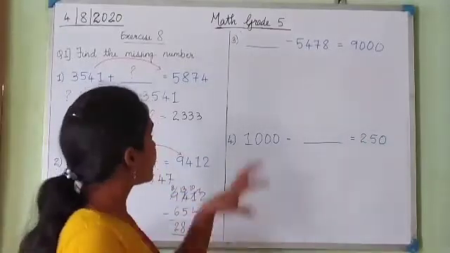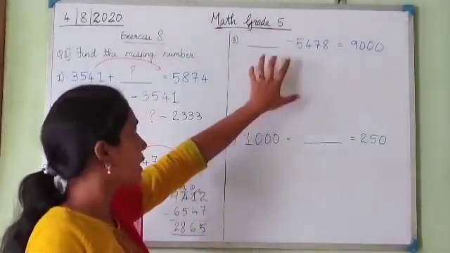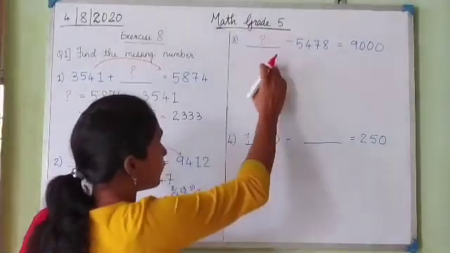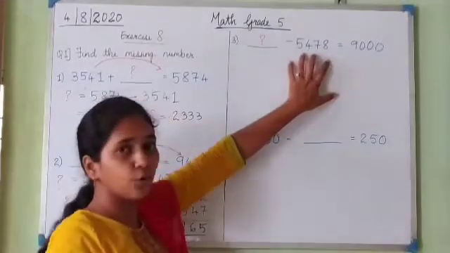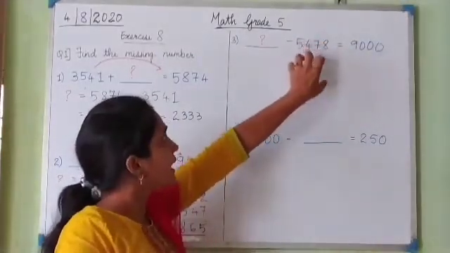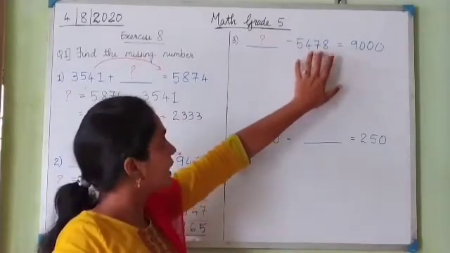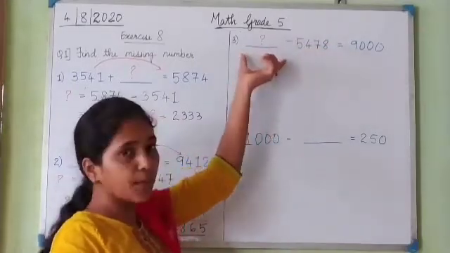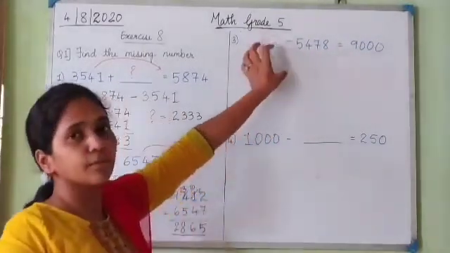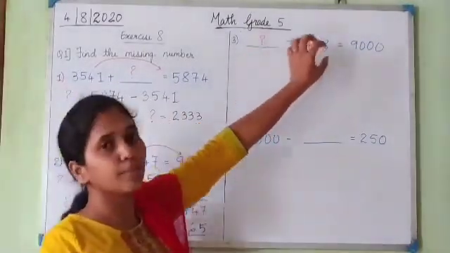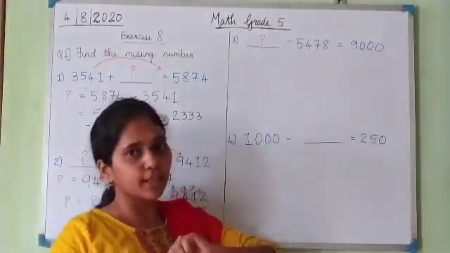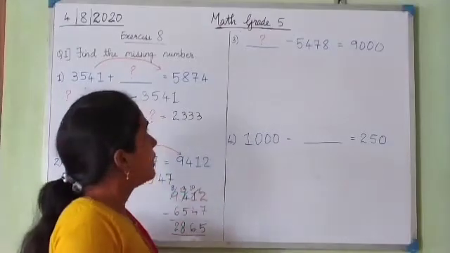Okay, so the third sum, we go to the third sum. We have to find the missing number from which if I subtract 5,478, I get 9,000. That means when I subtract 5,478 from this number, I will get 9,000. So how will we find the missing number? Which will be the number from which if I subtract 5,478, it will give 9,000? So how do we find that?